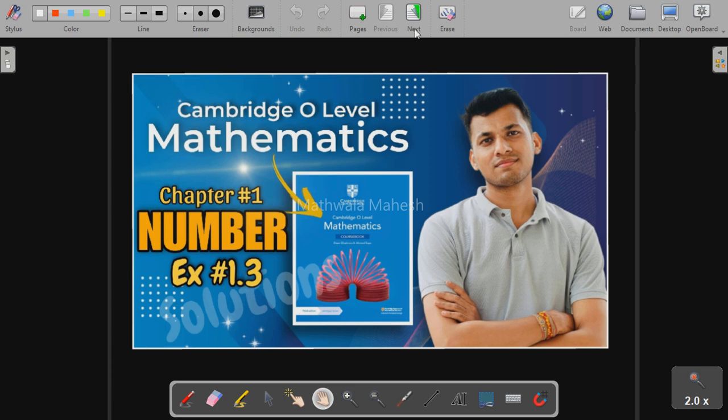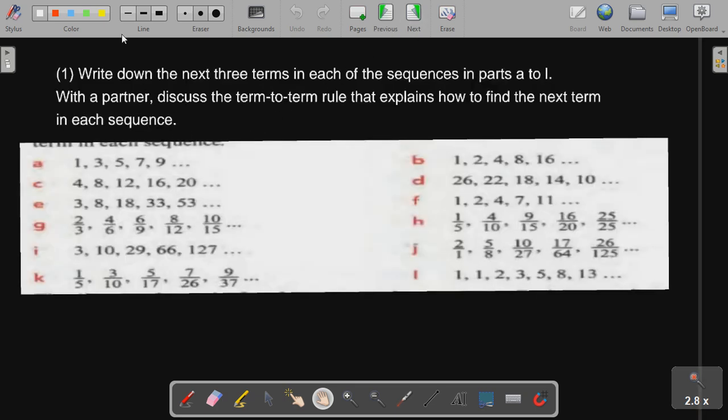So moving to the first question. First question is: write down the next three terms in each of the sequences in parts A to L, and with your partner discuss the terms and explain how to find the term in each sequence. So we have to find the next terms, and also explain what rule we applied. Okay, so I will take the first question.